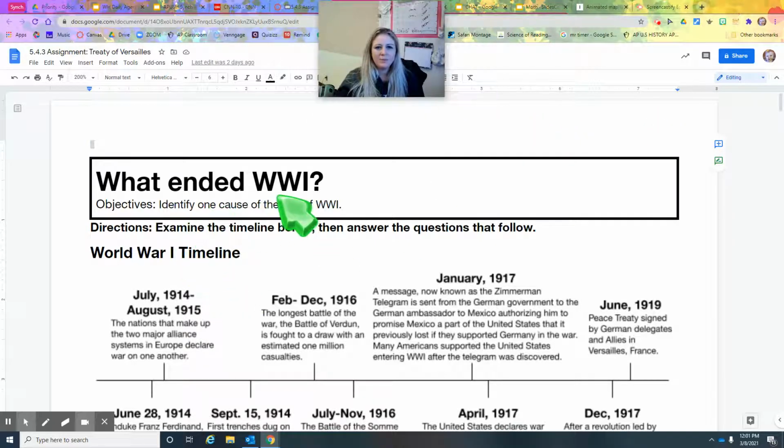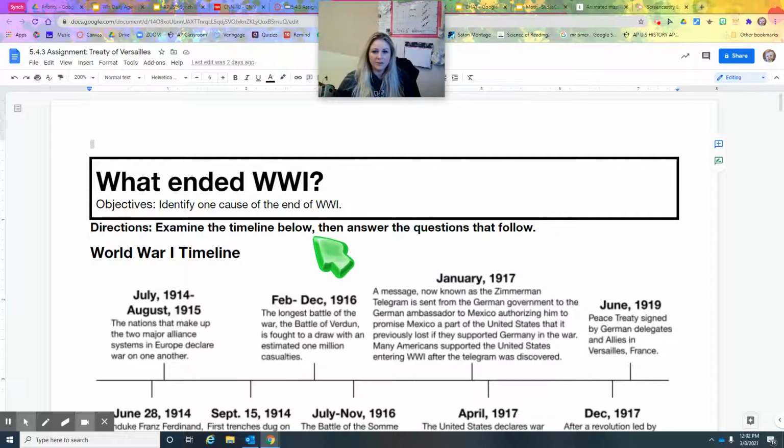Okay, so what ended World War I? Your objective is to identify one cause of the end of World War I. So we have looked at the beginning causes, what caused the war. Now let's look at the reasons why it was able to finally end in 1919. So here we go. Here's our timeline. Your directions are to examine the timeline below, then answer the questions that follow.